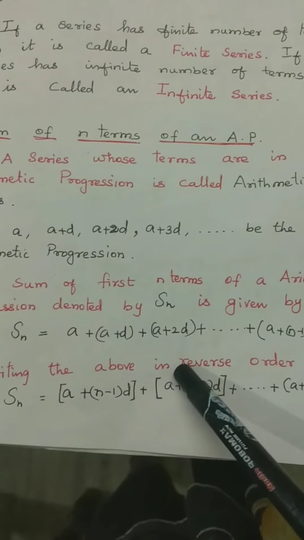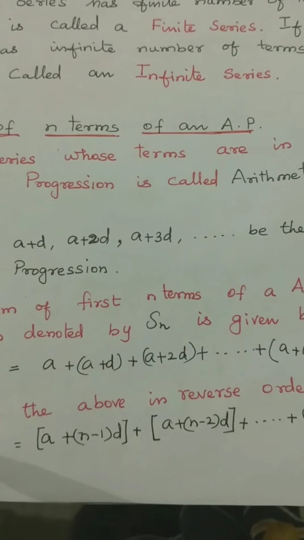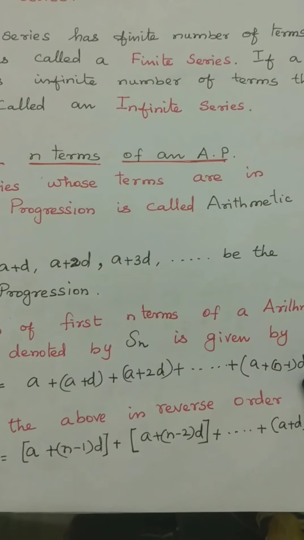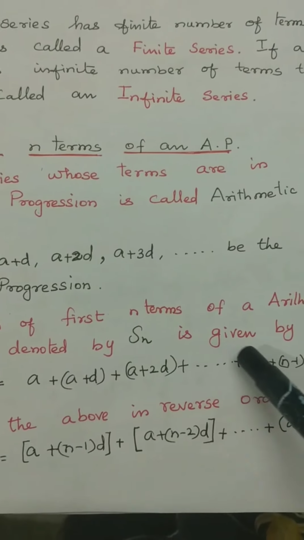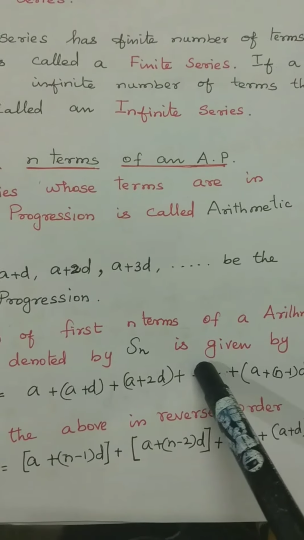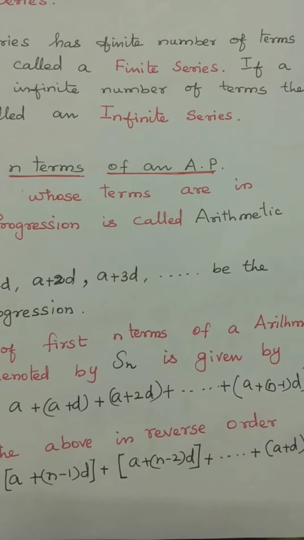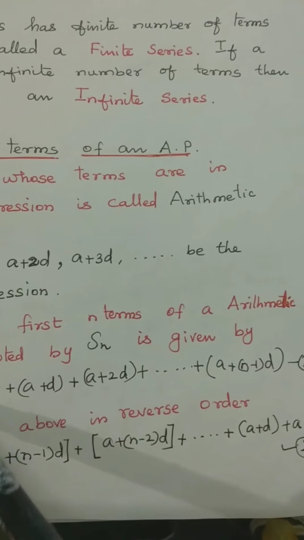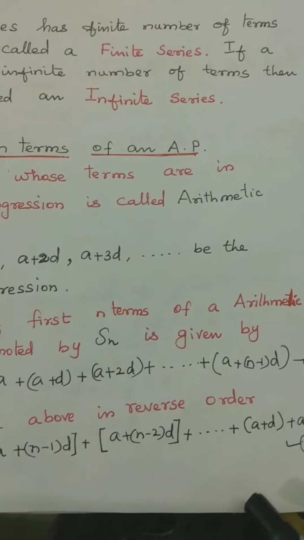Rewriting the above in reverse order. That is, Sn is equal to A plus n minus 1 into D plus A plus n minus 2 into D. This is the next term, and so on, plus A plus 2D plus A plus D plus A. That we taken as second equation. We are going to add these two equations.